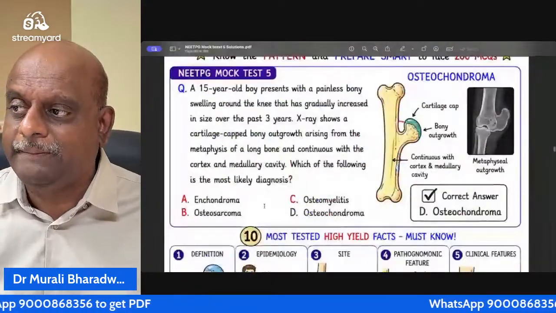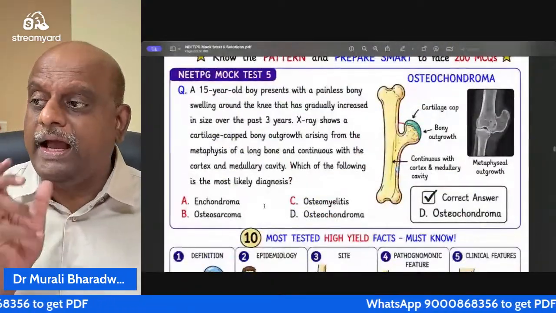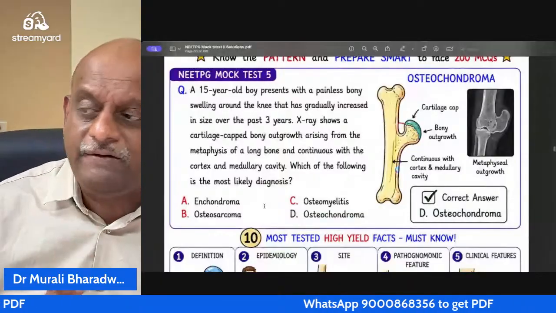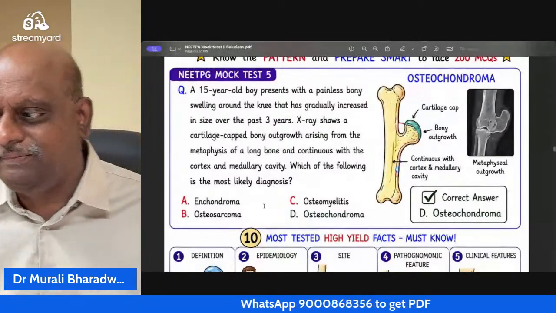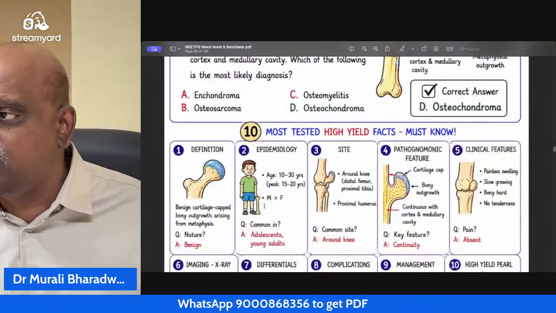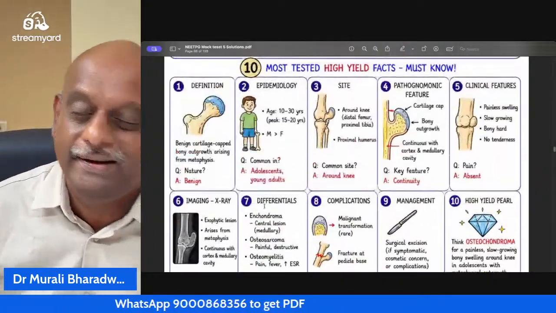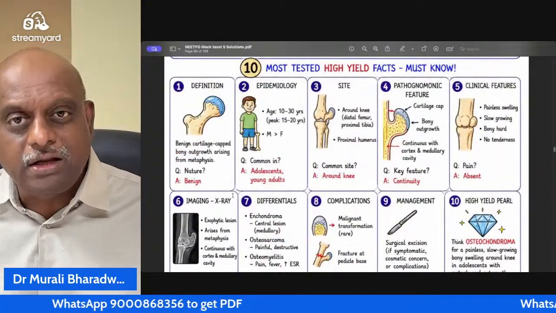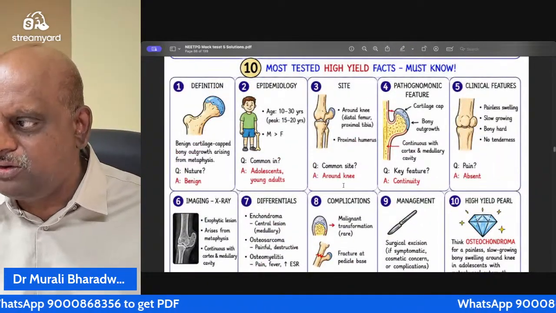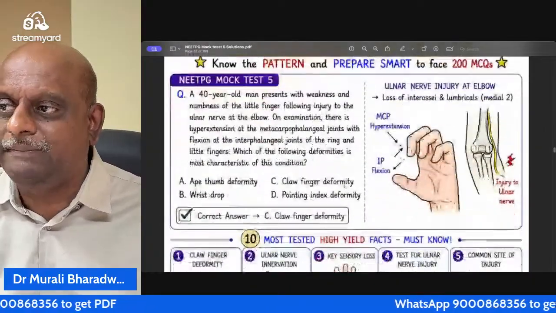There is a cartilage-capped bony outgrowth arising from the metaphysis of the long bone, which is typical of osteochondroma. Most common in adolescents and young adults, around the knee, is what you need to remember.